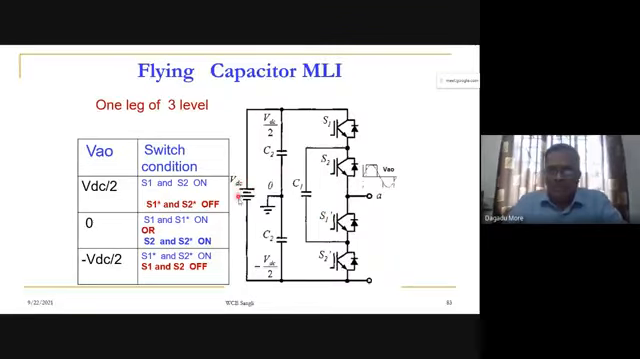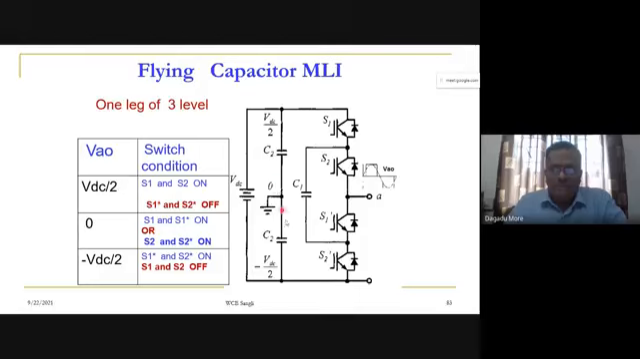This is our input voltage to the multi-level inverter, VDC. We have seen that in the three level case, we have three voltage levels: the first is plus VDC by 2, the second is 0, and the third is minus VDC by 2. That is VAO, the output A with respect to the center point of DC. We require the level VDC by 2, so we have to split the VDC into two values.